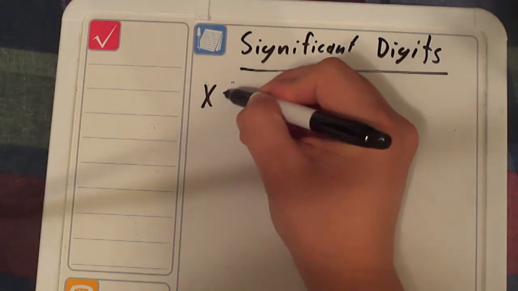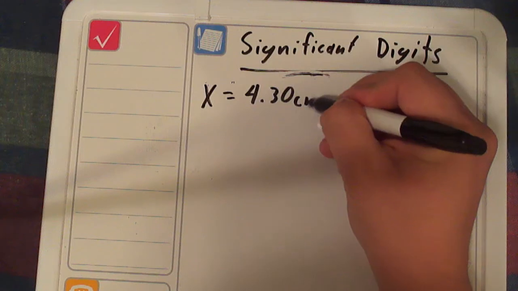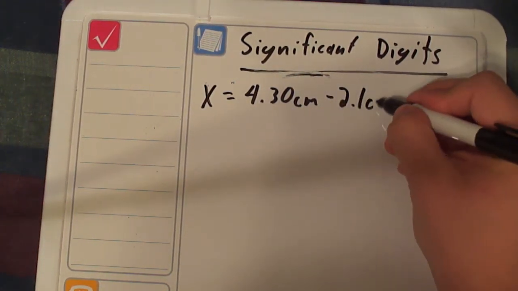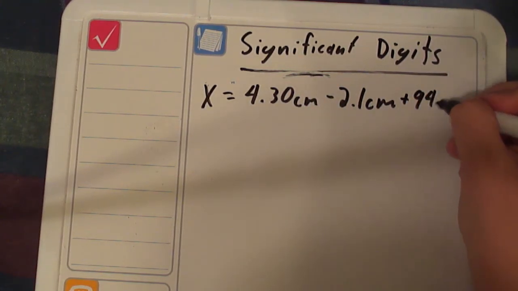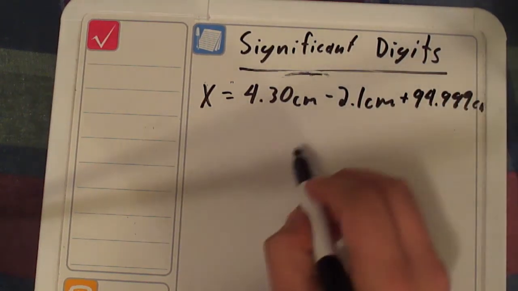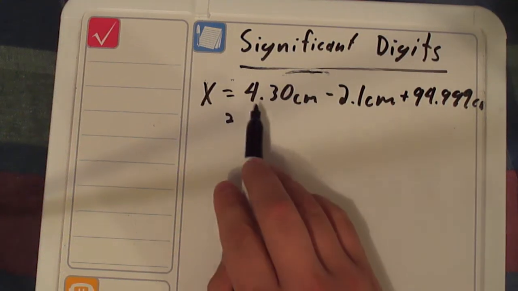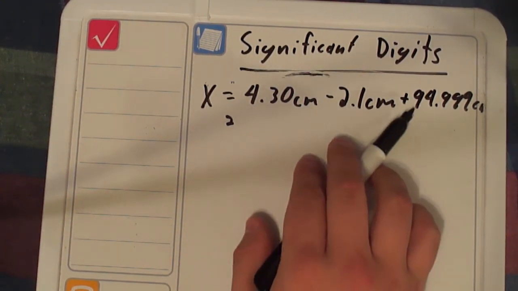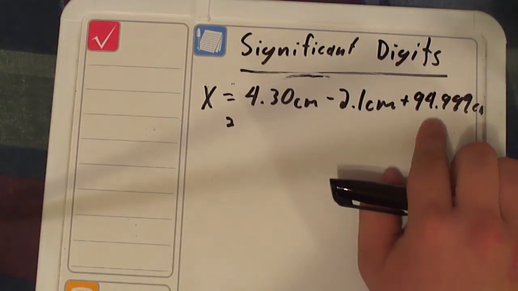So you have x equals 4.30 centimeters minus 2.1 centimeters plus 94.999 centimeters. So you just do it right off the bat. 4 minus 2 is 2 plus 9. Oh no, that's right. Sorry.